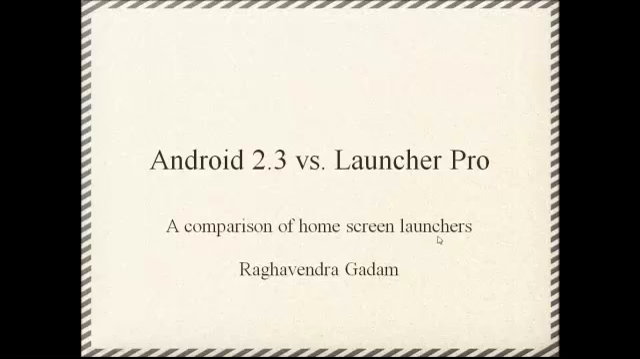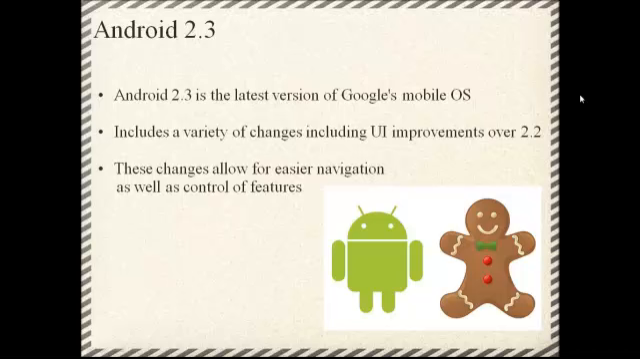Hi, my name is Raghu and I'm doing my presentation on Android 2.3 versus Launcher Pro, a comparison of home screen launchers. Beginning with Android 2.3, it was released on December 6, 2010 and is the latest version of Google's mobile OS, and is not to be confused with Android 3.0, which is only for tablets.